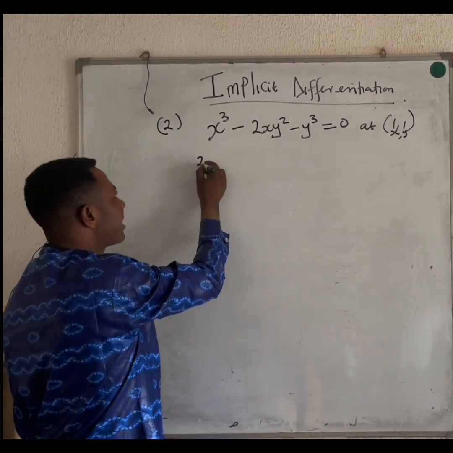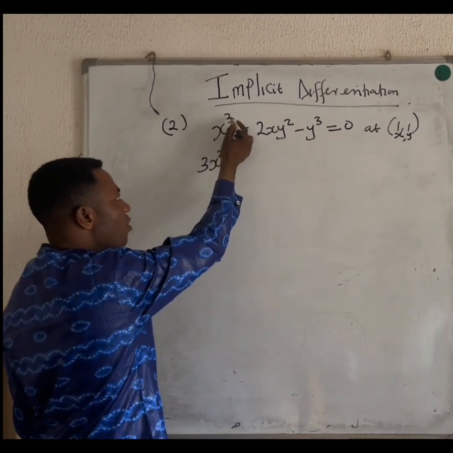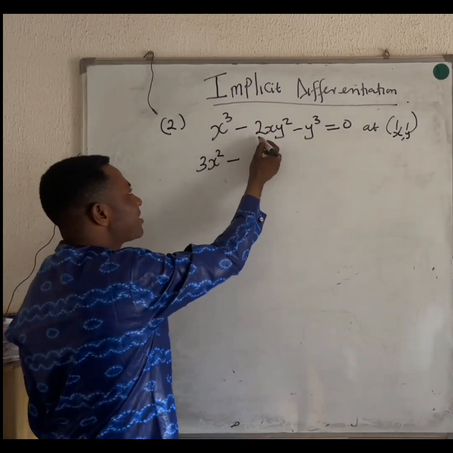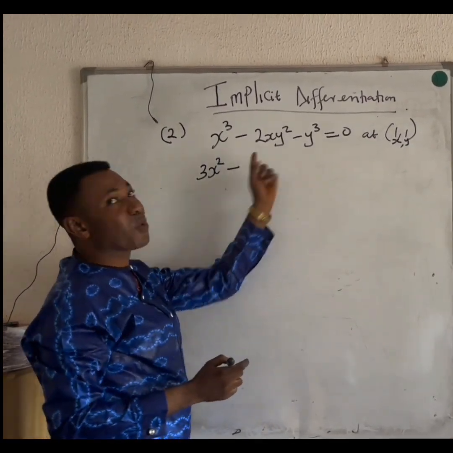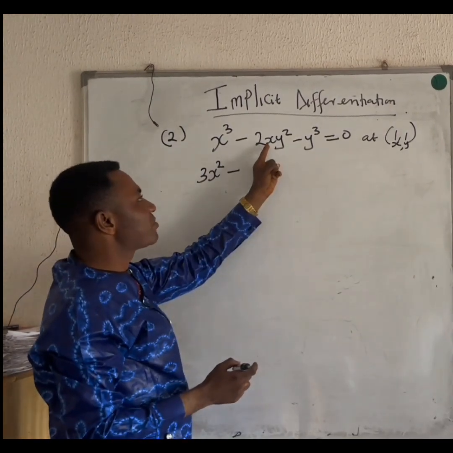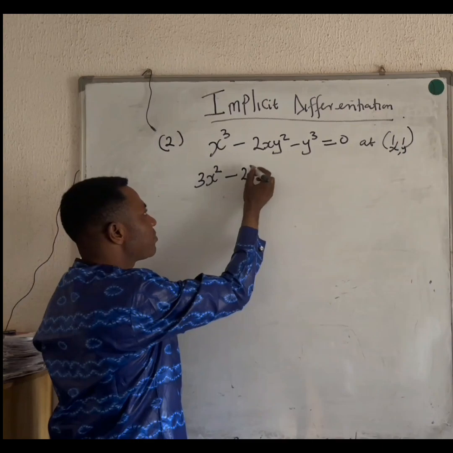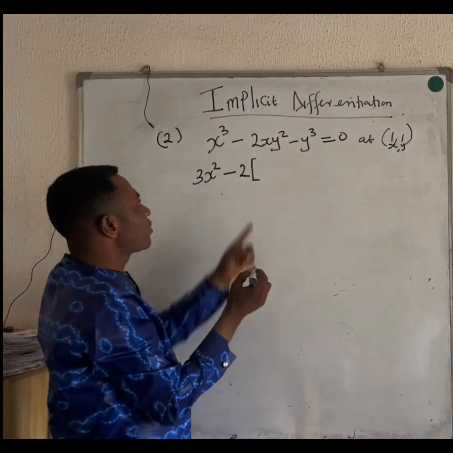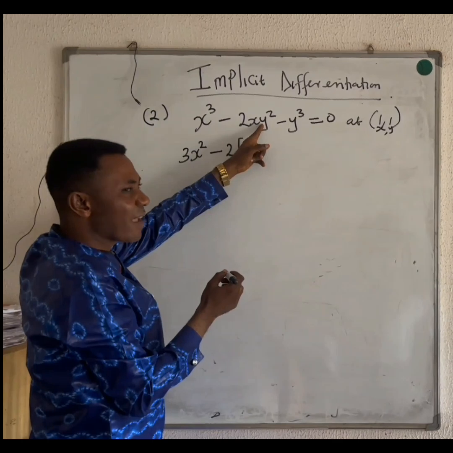Now we'll have what? 3x squared. That is, we take the power to the back, remove 1 from the power. Now here, this is 2xy squared. So when you check very well, there is product rule here, because x is being multiplied by y. So let's write, no, 2 is common. Let's bring 2 out.